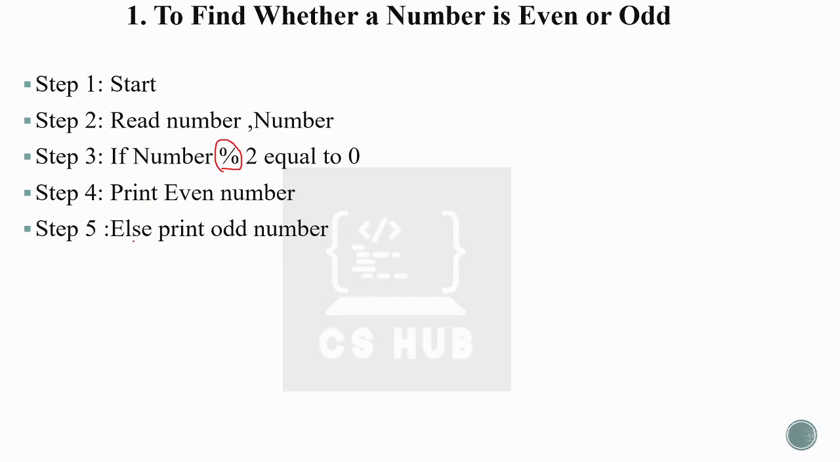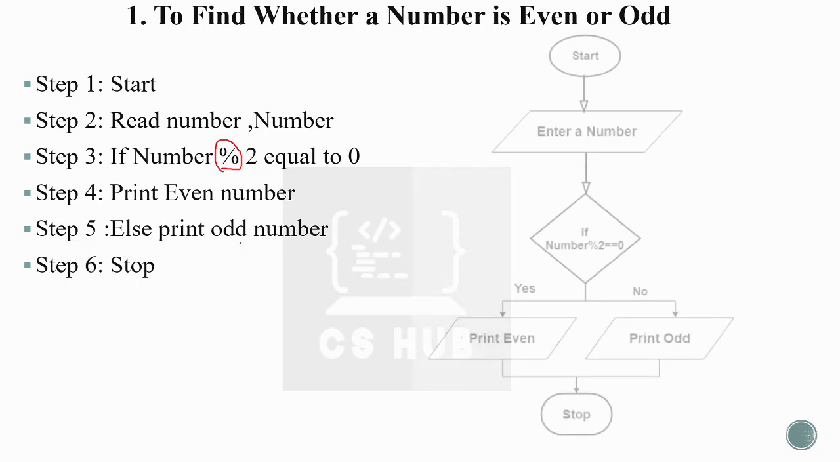And the next step, step 5, is else. Else means if number % 2 is not equal to 0, print odd number. Then stop. So this is the algorithm. Of course, it's a simple algorithm. Next, we can draw the flowchart.